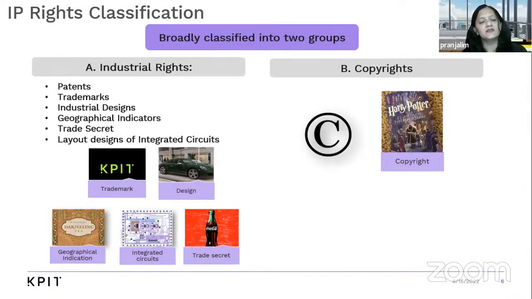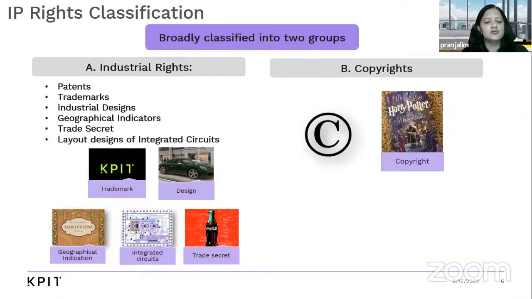The next is the industrial design. This kind of IP right is given specifically for the design aspect of any ideas. It could be the shape or the size or the color or such things that are protected under the design. So the design or the aesthetic features of any product, like the shape of the car or the shape of a bottle, could be an example which is protected under the industrial designs.